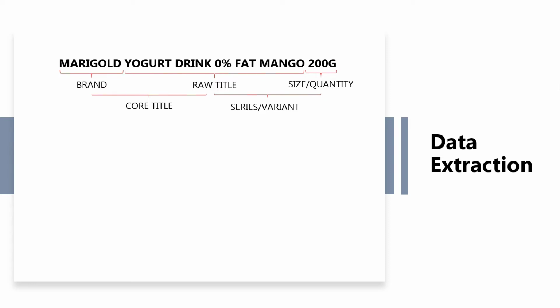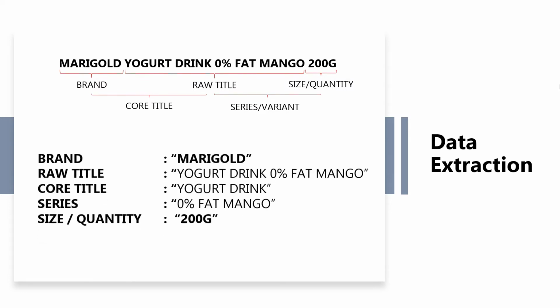For example, here is the given title: Marigold Yogurt Drink 0% Fat Mango 200 gram. The title will be extracted to several attributes: Marigold as a brand, Yogurt Drink 0% Fat Mango as raw title, and 200 gram as size or quantity. The raw title could be divided into Yogurt Drink as core title and 0% Fat Mango as series or variant.